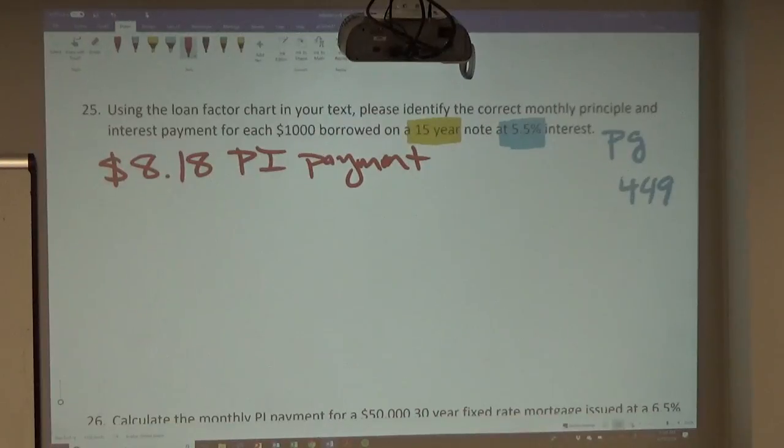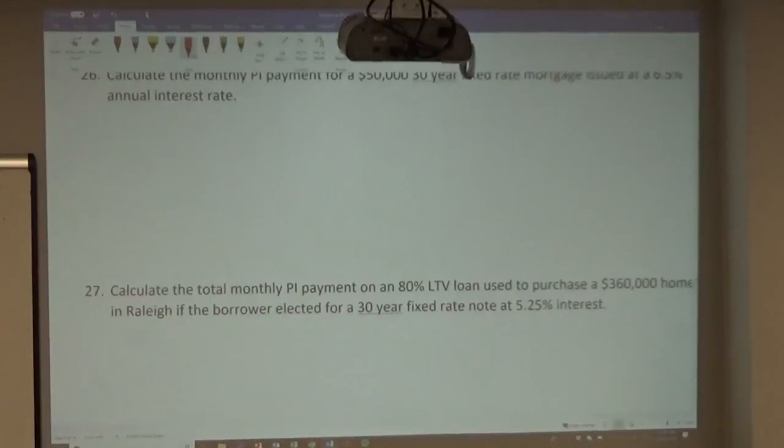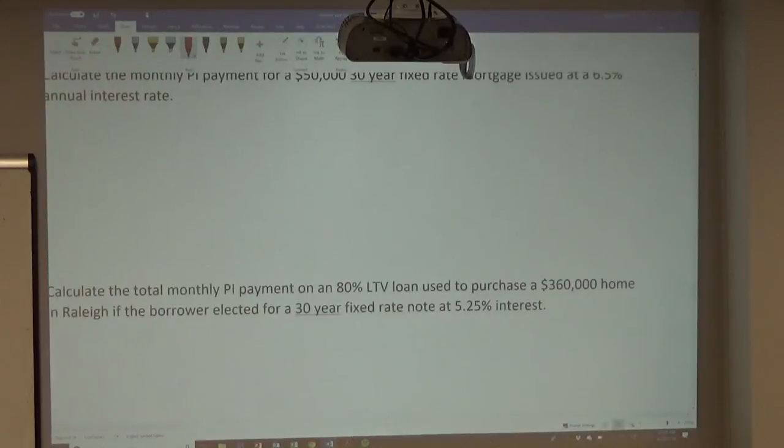Now number 26 is basically just a follow-up to that question, and number 26 says that they want us to calculate the monthly PI payment of a $50,000.